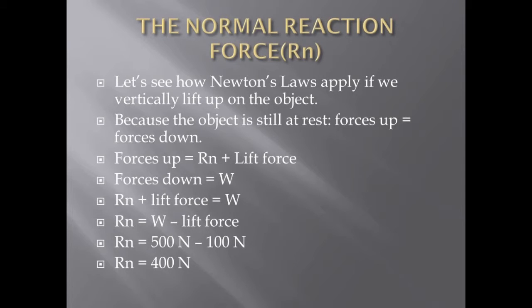Let's see how Newton's laws apply if we vertically lift up on the object. Because the object is still at rest, forces up equal forces down. Forces up equals Rn plus the lifting force. Forces down equals the weight of the object, W. So, forces up, Rn plus lifting force, equal forces down, which is W. Rn will therefore equal W minus the lifting force. Rn will equal 500 newtons minus 100 newtons. Rn equals 400 newtons.